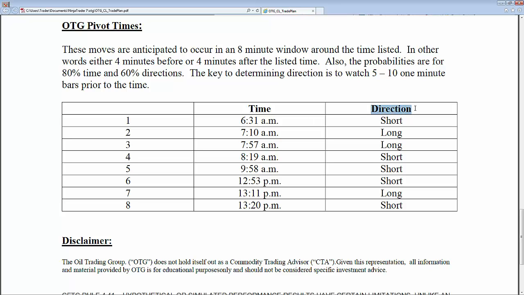The most important thing about these times is that the time is what's important more than the direction that is listed here. The time is what you're focused on, not necessarily the direction. The direction gives you some insight into what to possibly expect, but it's the time I want you to be focused on. Again, we publish these every day prior to our session so that you will have an idea of where there could be potential trade opportunities.